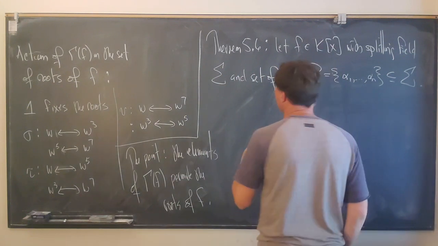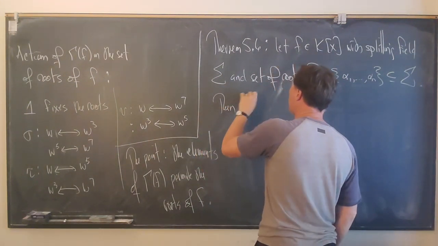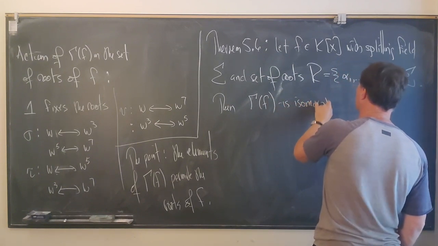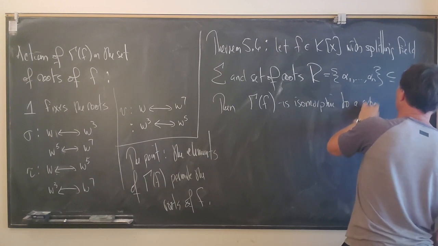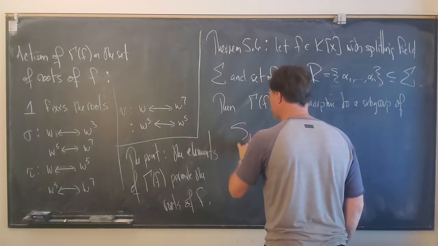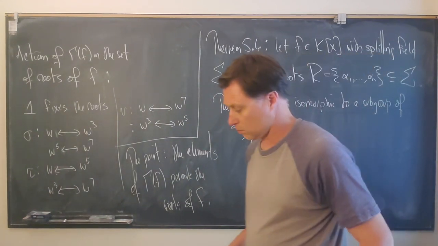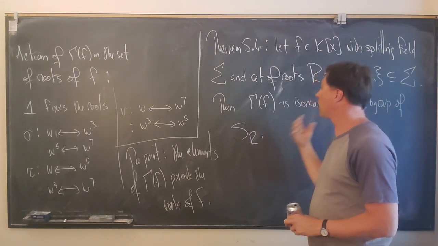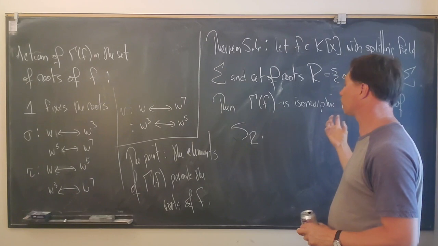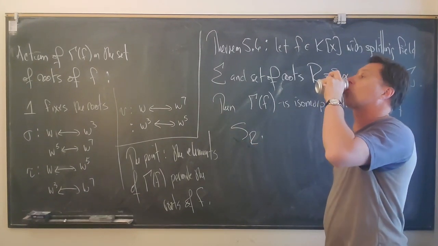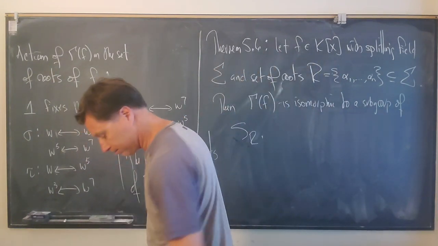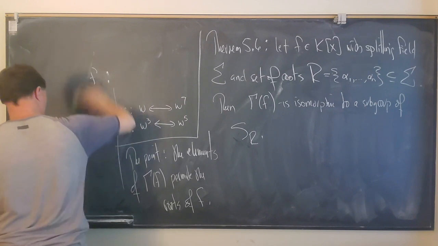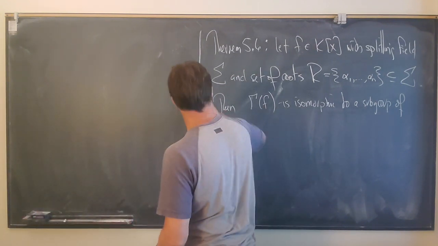Okay, so now the statement of this theorem then is, we can say, the Galois group of f is isomorphic to a subgroup of the symmetric group S sub R. Where, when I say S sub R, this is the group of all permutations of R, right? So the Galois group is a permutation group. It's a subgroup of S sub R. Okay, so we need to prove this theorem.